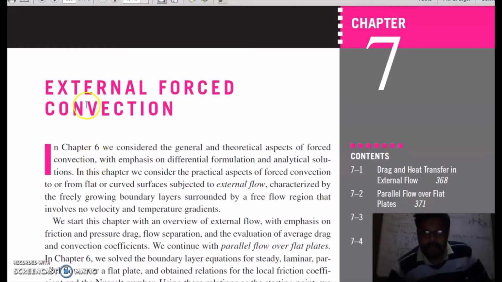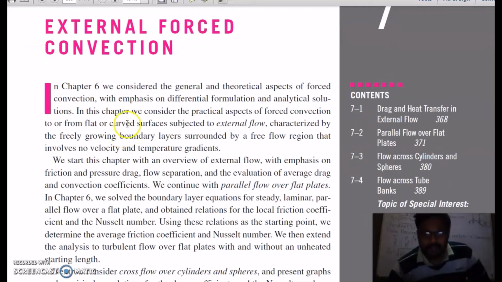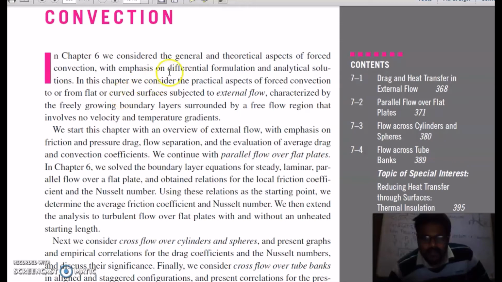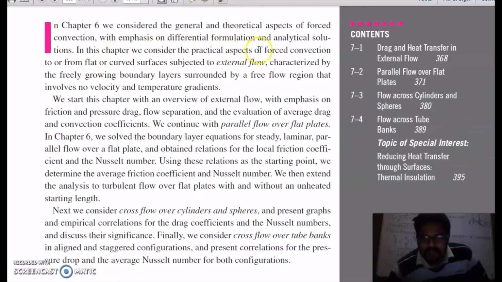Good morning. Today we will start with external forced convection. In the previous chapter, we had general and theoretical aspects of forced convection with emphasis on differential formulation and analytical solutions. In this chapter, we consider the practical aspect of forced convection to or from a flat or curved surface subjected to external flow, characterized by the freely growing boundary layer surrounded by a free flow region that involves no velocity and temperature gradients.